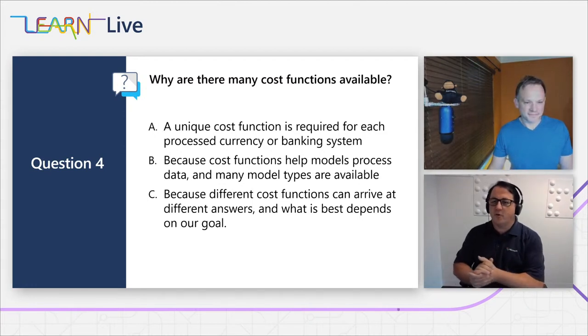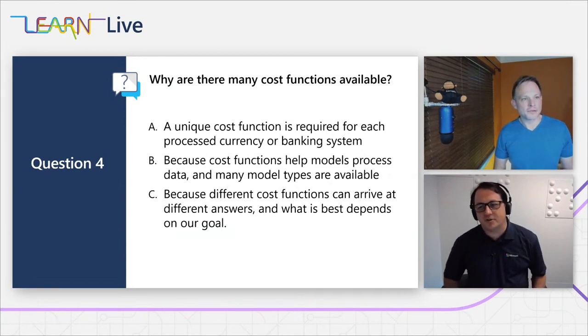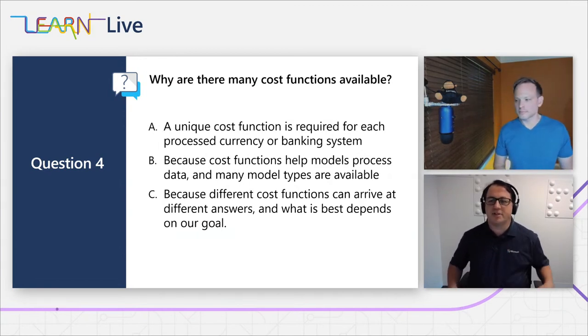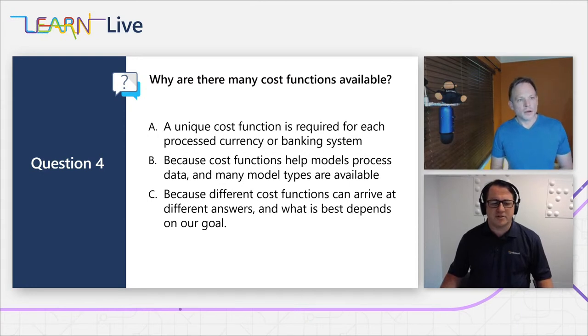All right. Question four, why are there many cost functions available? Is it A, unique cost functions required for each process, currency or banking system? B, because cost functions help models process data and many model types are available? Or is it C, because different cost functions can arrive at different answers and what is best depends really on a goal? Well, I like this question.